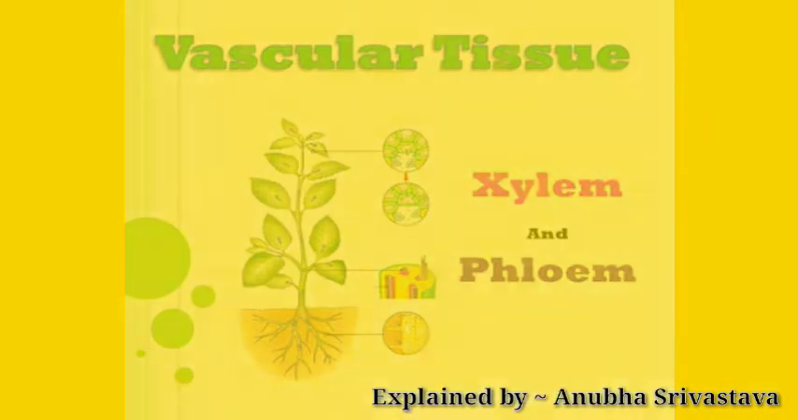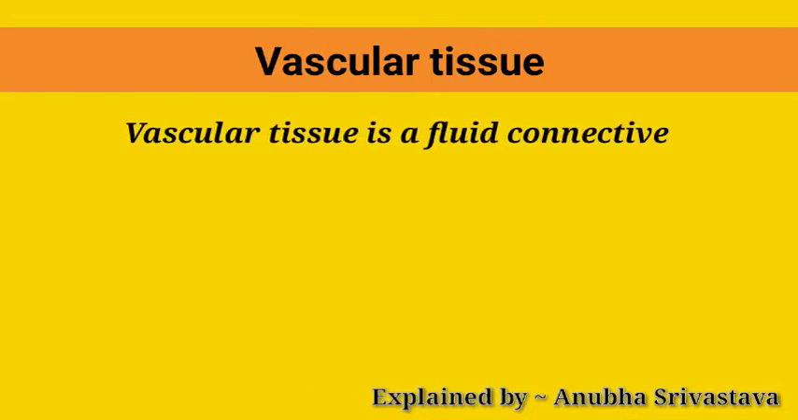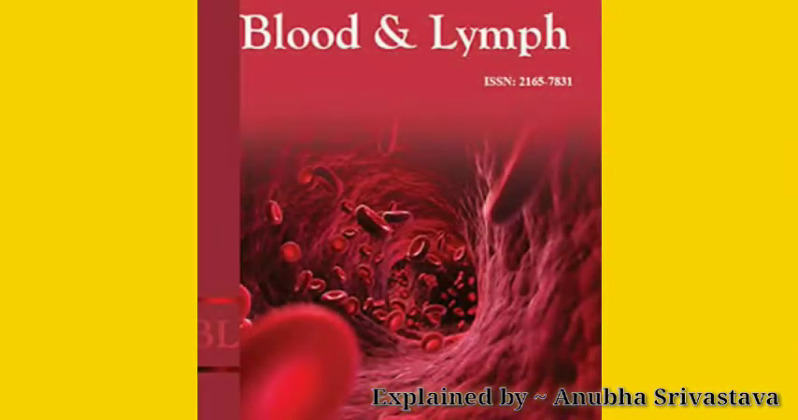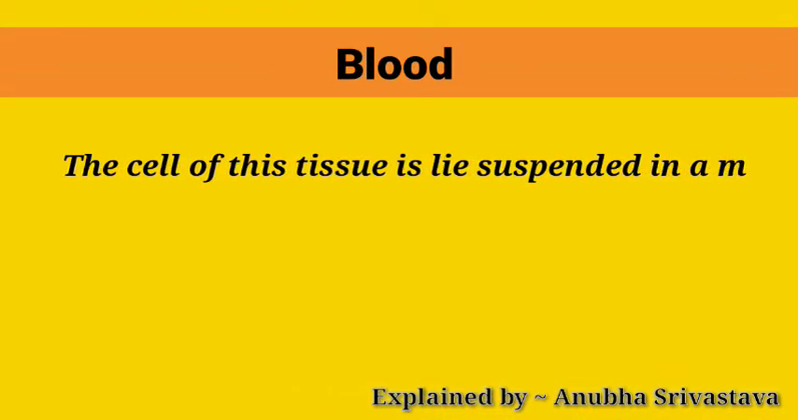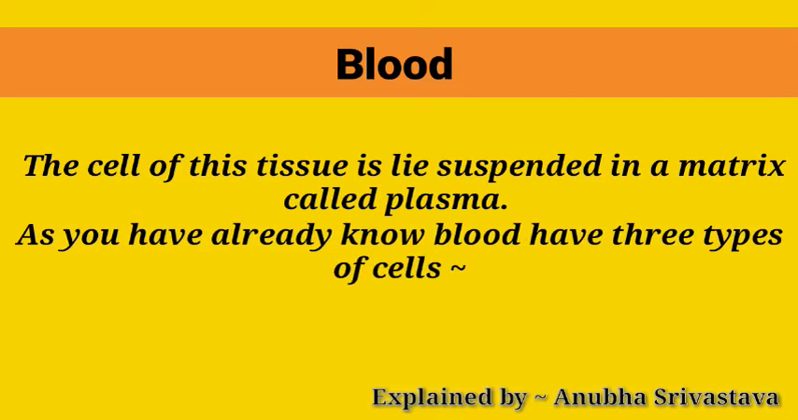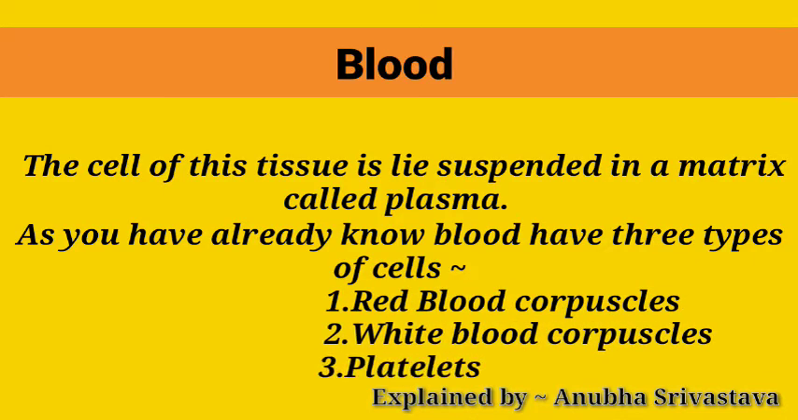Now the next one is vascular tissue. Vascular tissue is a fluid connective tissue and its types are blood and lymph. Blood. The cells of this tissue lie suspended in a matrix called plasma. As you have already known, blood has three types of cells: red blood cells, white blood cells, and platelets.